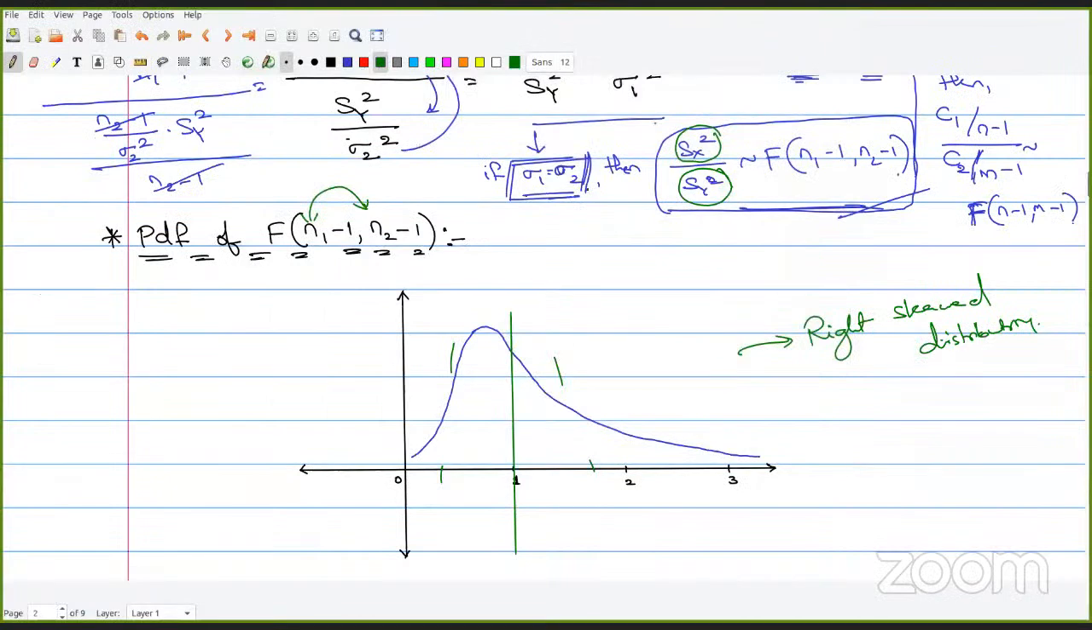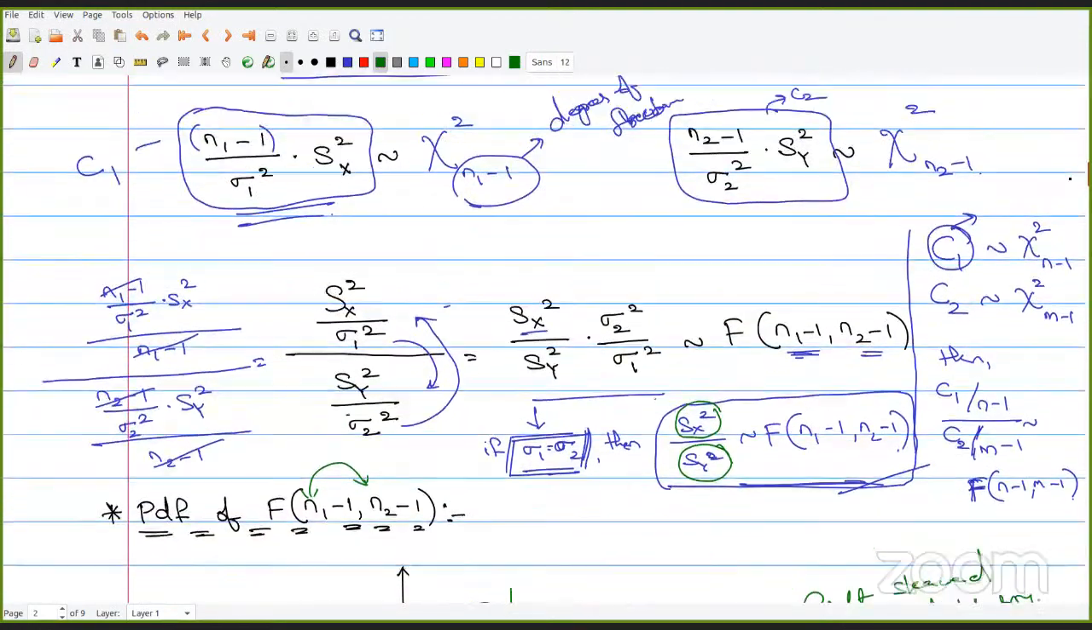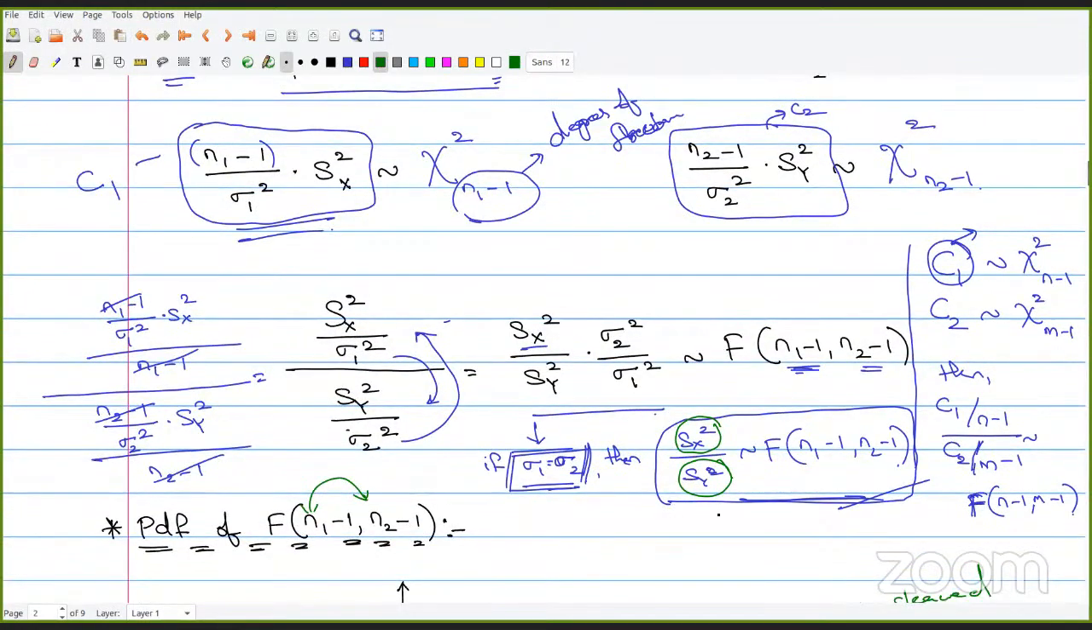So this is how, more or less, depending on this N1 and N2, the PDF of this F distribution will be somewhat right skewed. And this is what F distribution means. So this particular thing follows F distribution. That is what we require. We don't even require the exact PDF and CDF of F distributions.